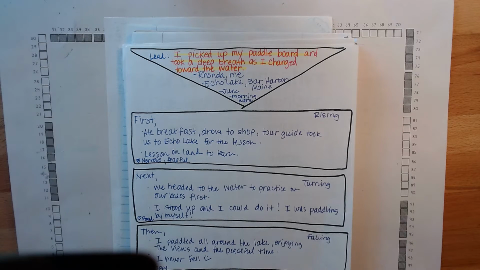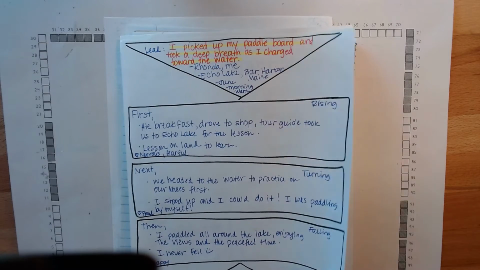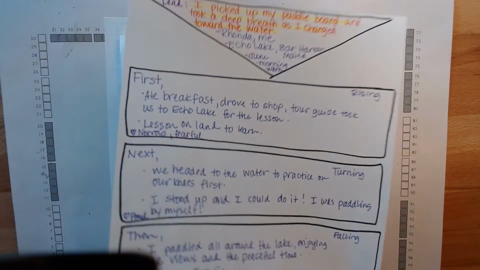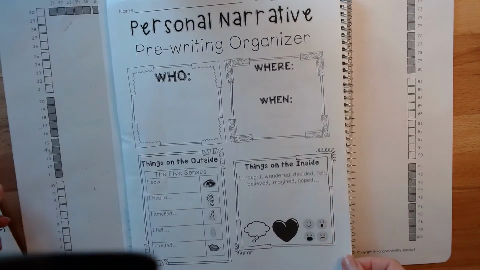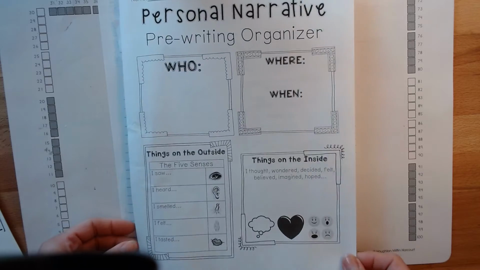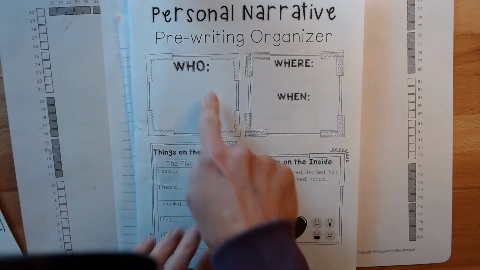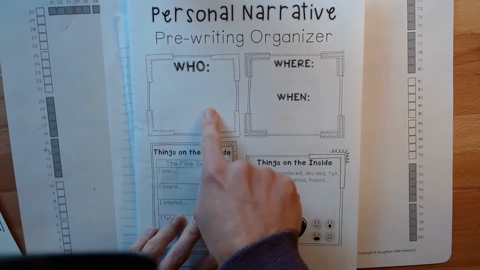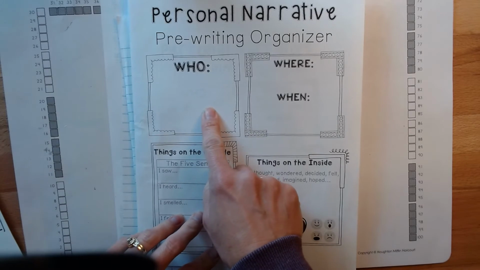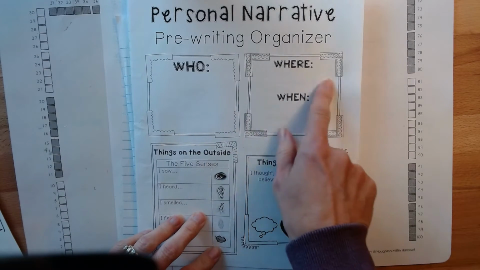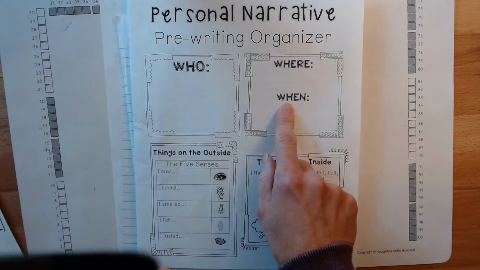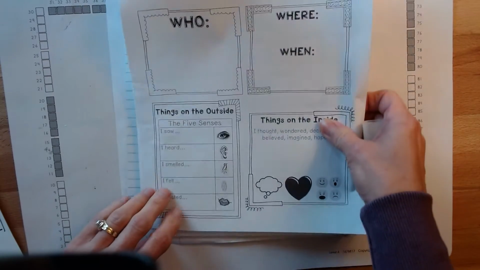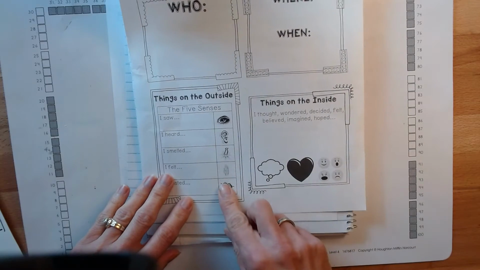Before we get into that, I want to show you how we're going to actually add feelings and senses into our personal narrative. You're going to have a copy of this. This is where you can write in again who is in your story and think about the main characters, where your story takes place, and then also when your story takes place. And we're going to talk a little bit today about feelings and senses.